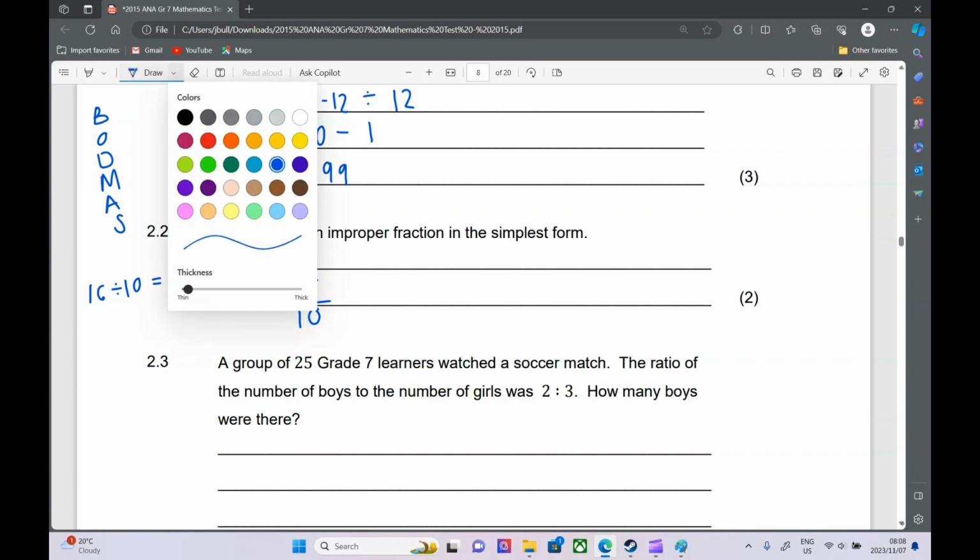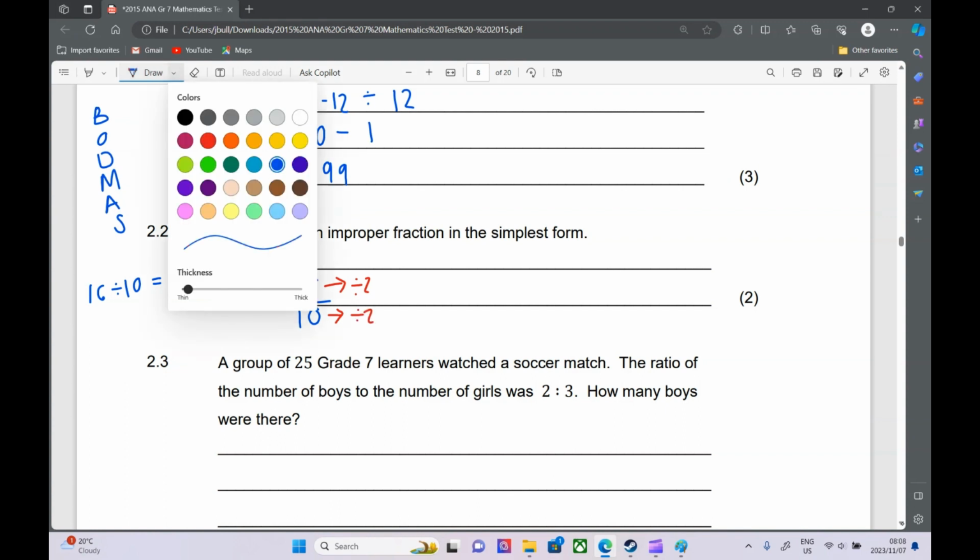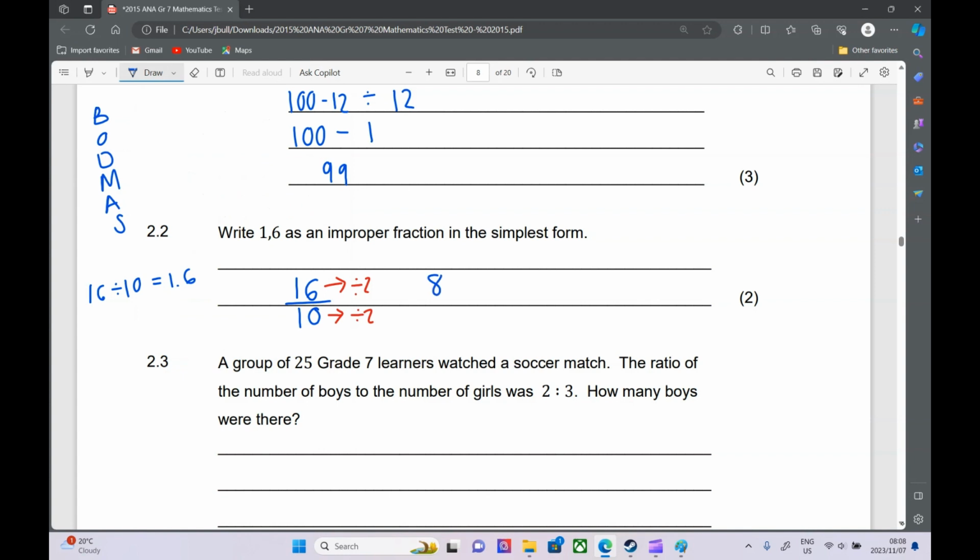So we have to divide these both by something. We can divide these both, I think, by 2. So top and bottom, we're going to divide by 2 to simplify it. 16 divided by 2 is 8. 10 divided by 2 is 5. And I think that is as far as we can go for that one. Again, that's your 2 marks: 1 mark for writing the fraction, 1 mark for simplifying.